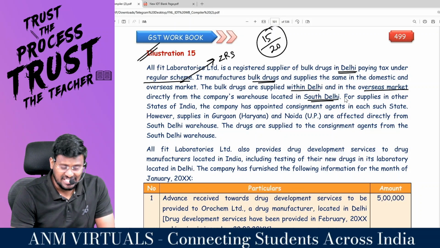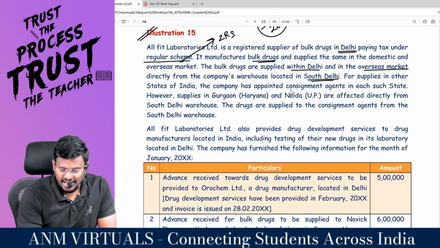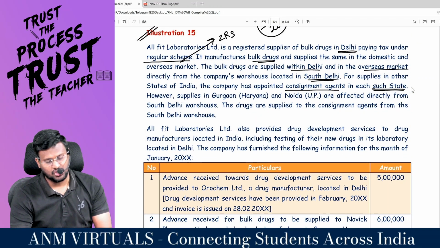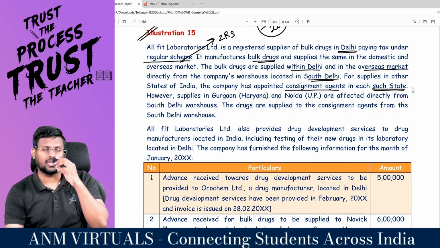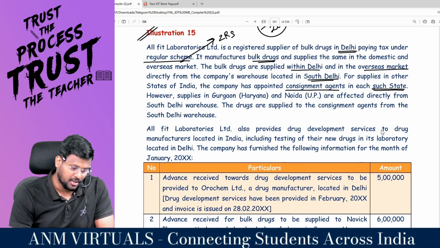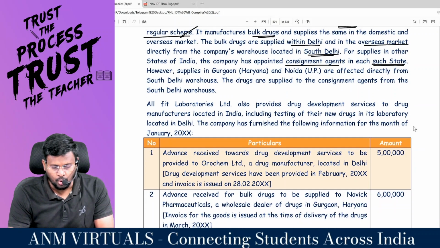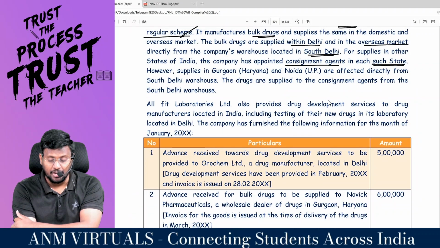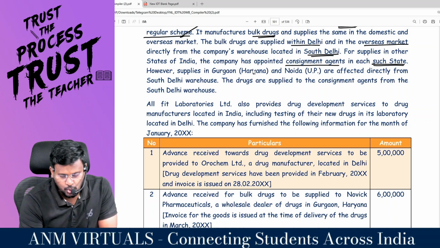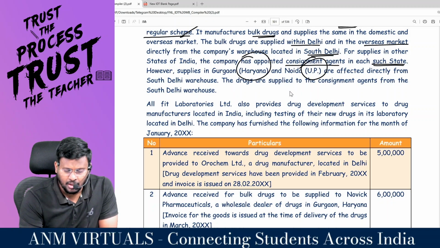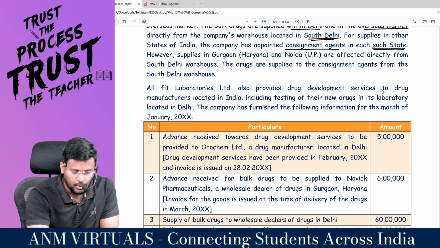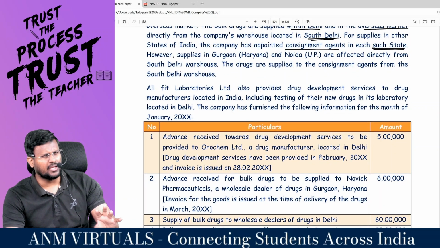For supplies in other states of India, the company has appointed a consignment agent in each such state. That means they appointed the agent, so there is going to be a principal-agent relationship. Rule number 29 will be applicable. However, supplies in Gurugram, Haryana and Noida are effected directly from the South Delhi warehouse. Whereas for these two places, Haryana and UP, from the warehouse itself, they are going to sell. The drugs are supplied to the consignment agent from the South Delhi warehouse.